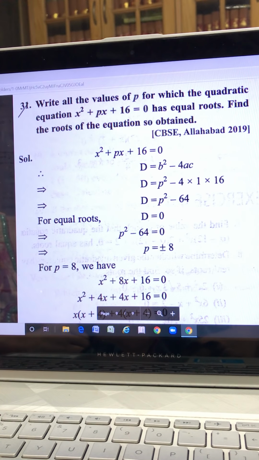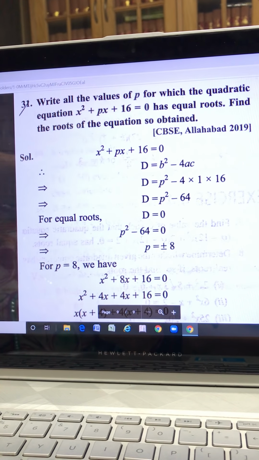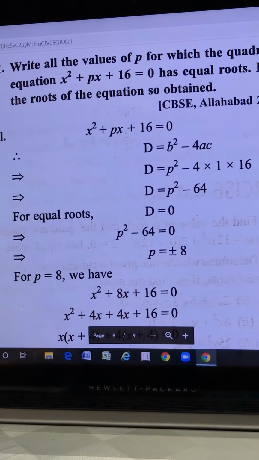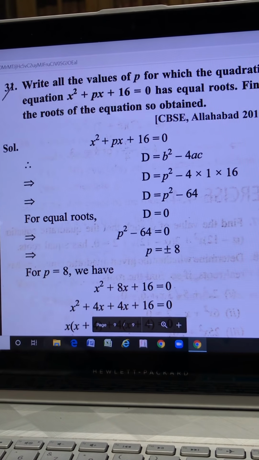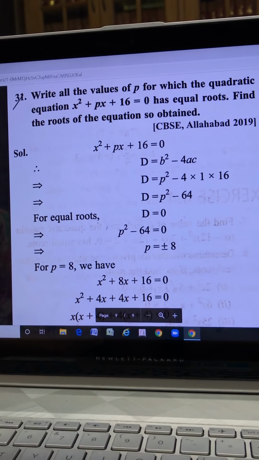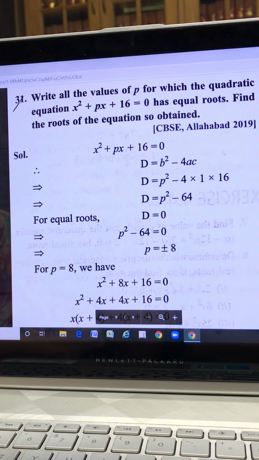Moving to the next, the last question. It says write all the values of p for which the quadratic equation x square plus px plus 16 equal to 0 has equal roots. Find the roots of the equation so obtained. Again it says you have to find the value of p for which the quadratic equation has equal roots. When they are asking you for equal roots, that means you have to put the discriminant as equal to 0.